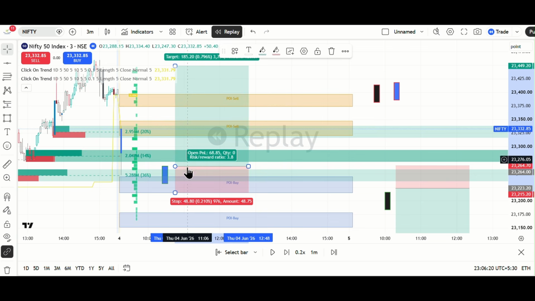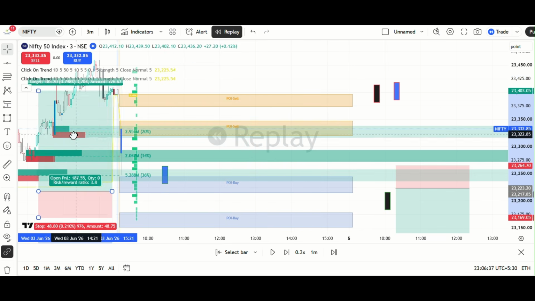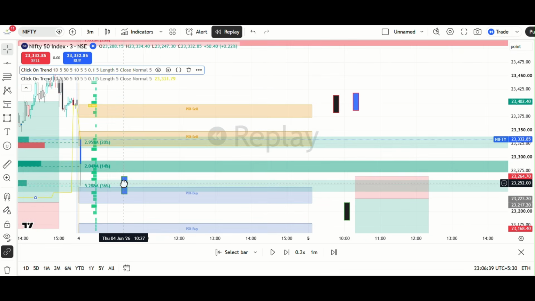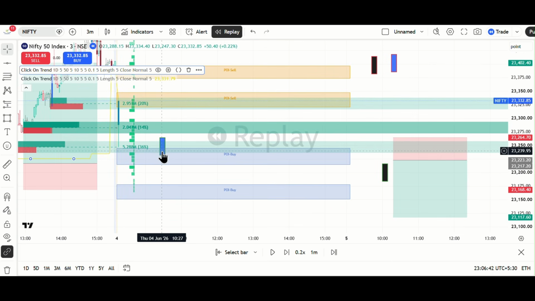So this is the one kind of entry. I will repeat it one more time for you guys. Please make a note of this. So institutional buying candle in point of interest buy zones or bullish order block, go for a long entry. Okay, now I will cover the second type of candle, or second type of entry.